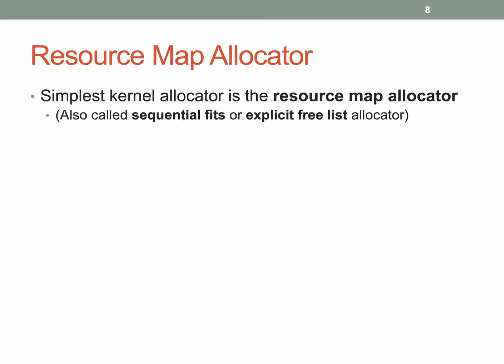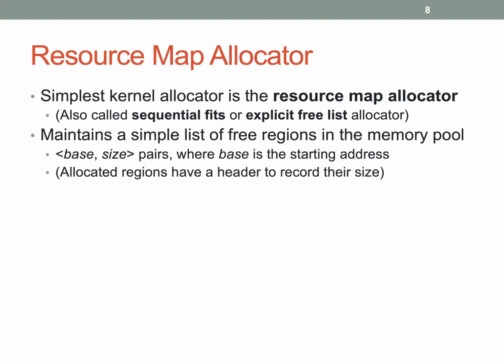Let's see, the simplest kind of allocator you've probably heard called an explicit free list allocator. I suppose even simpler than that would be an implicit free list allocator, but explicit free list allocators tend to be far more efficient when it comes to satisfying allocation requests. So why would we have an implicit free list allocator if we can do explicit? So in the context of operating system kernels, you'll also see it called a resource map allocator or a sequential fits allocator. And so you can think of it as maintaining a list of free regions in the memory pool where it's just starting address, size of the available block.